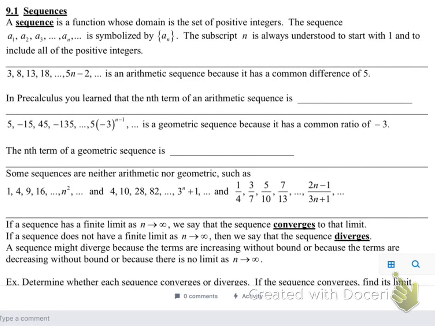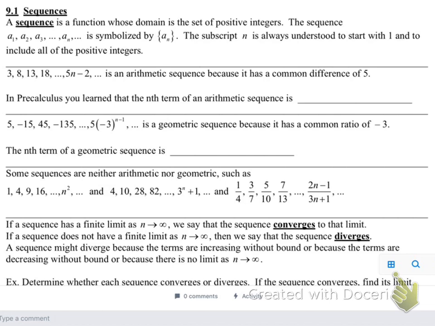Okay, so we are on to sequences and series. A sequence is a function whose domain is the set of positive integers, and a sequence is symbolized by this bracket a sub n close bracket. The subscript n is always understood to start with 1 and to include all of the positive integers.